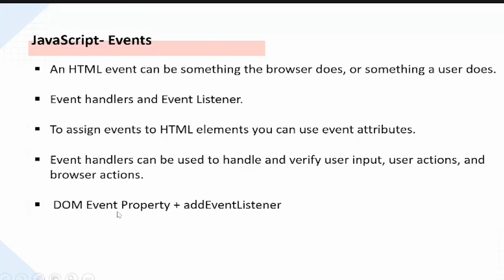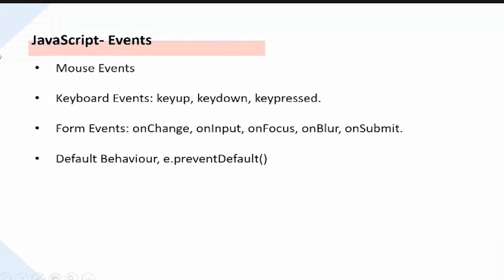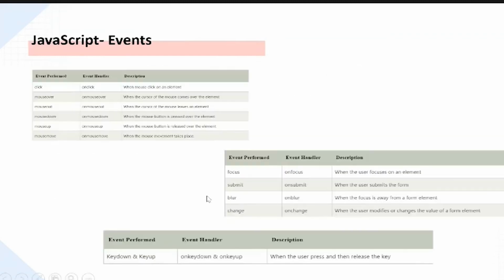Then we have DOM event property plus event. This is something new. You will see how you can access, actually, add an event to an element through JavaScript. That is something new you will see. Okay. And team, just for your reference, I have added a list of the events here. Like click, mouse over, or whatever these events do. Okay. So you can see.